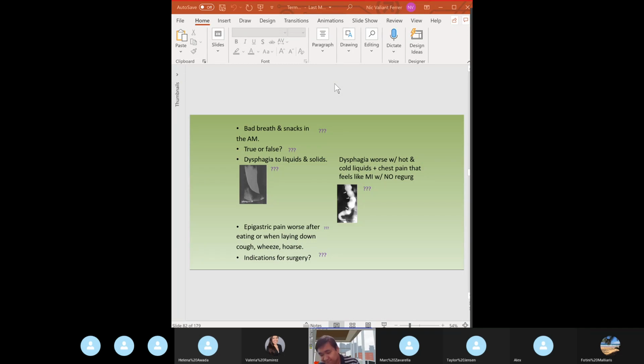Killian's triangle. So this is your Zenker's diverticulum, guys. So you treat this one with surgery.